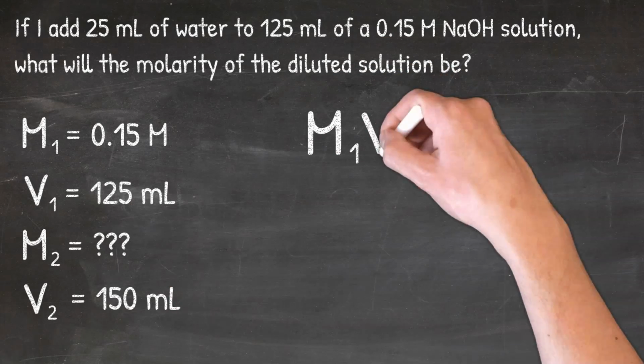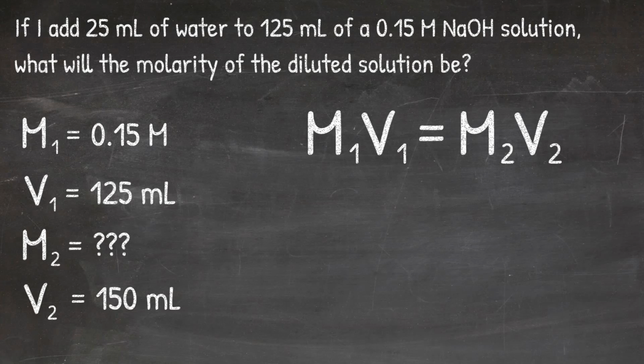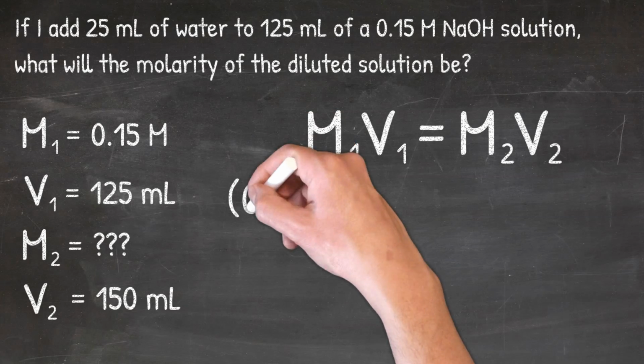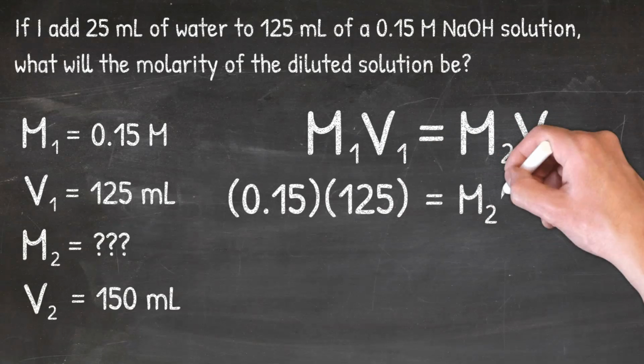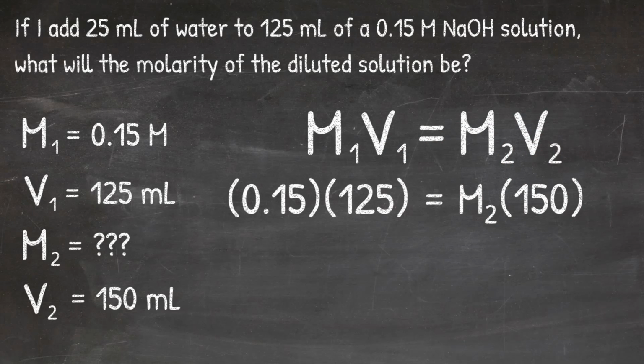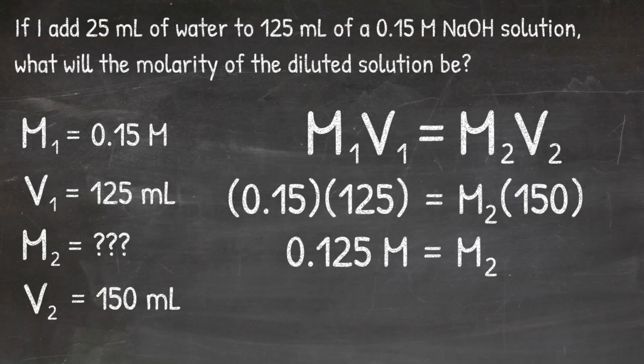Now that we know our variables, we can see that we're solving for M2. So we plug our numbers into our formula. I'll plug in 0.15 for M1, 125 for V1, and 150 for V2. To solve this, we will just multiply 0.15 times 125 and divide that by 150. That would give us a final concentration of 0.125.